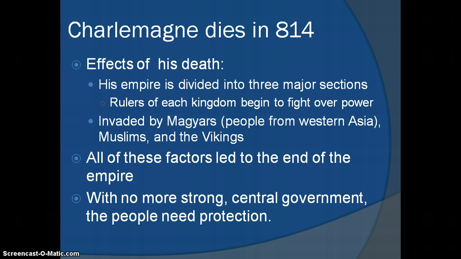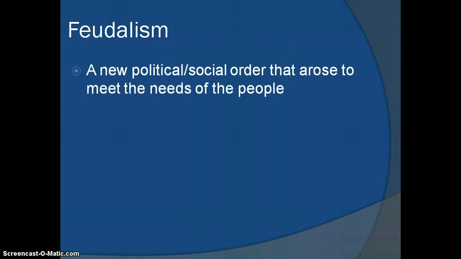And what we're going to see is this is going to mean the end of a strong central government that protects the people. And so the people are going to need that protection. This is where feudalism comes in. Feudalism is the political as well as the social order that arises to protect the people. And in terms of that word social, it's related to how society is organized.